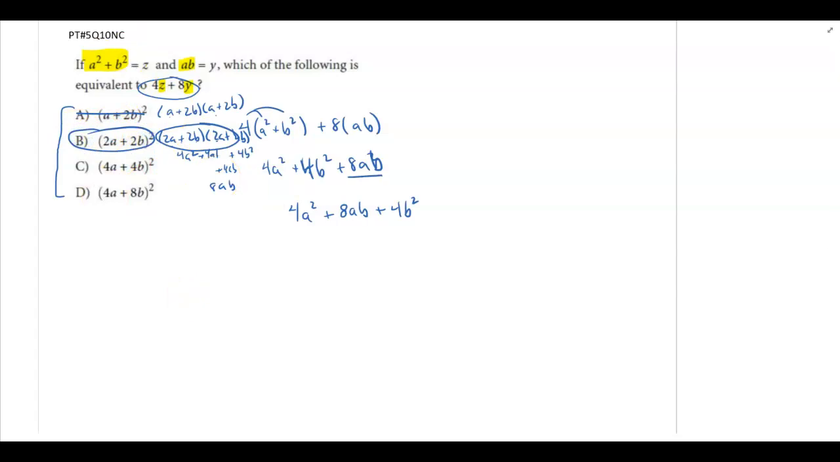The other way is to recognize what I said earlier. If you can take the square root of the first term and the last term, that would be 2a, that would be 2b. It's most likely going to be a perfect square trinomial, and it's just this and this with this sign in the middle, which is letter B.